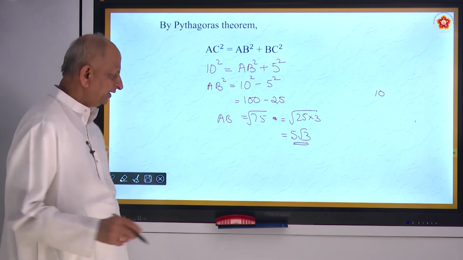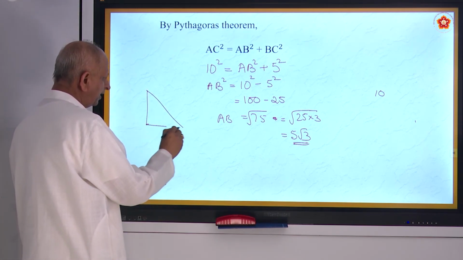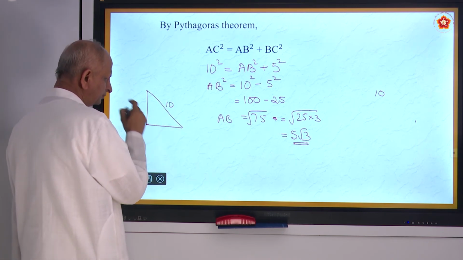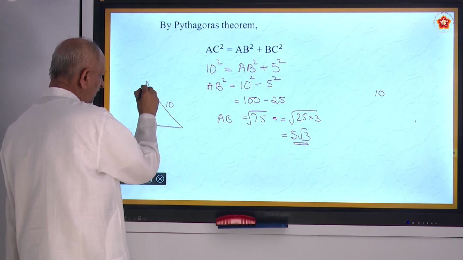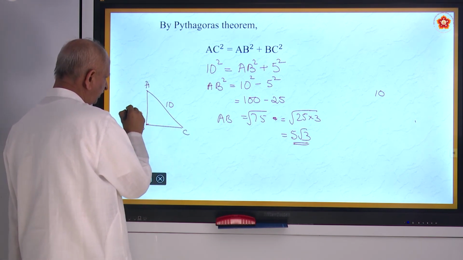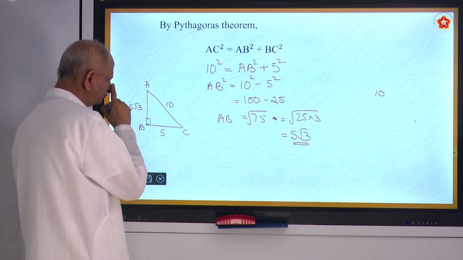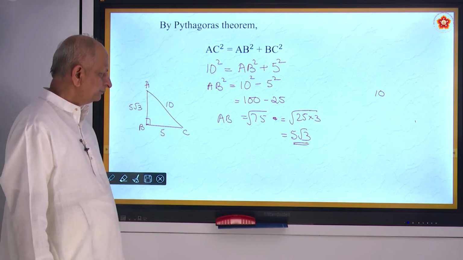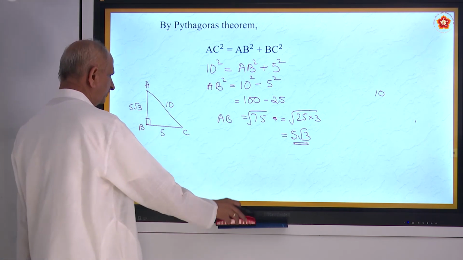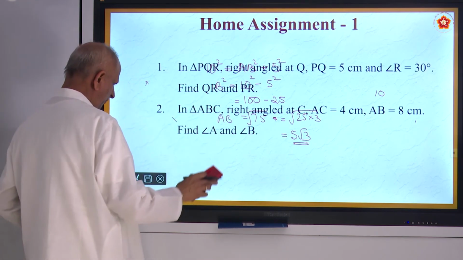So AC is 10. In this right angle triangle, this is 10, and this was ABC. AB is 5 root 3 and this BC was 5. Followed? So that is the answer for that question. Okay, we will pass on to the home assignment now.